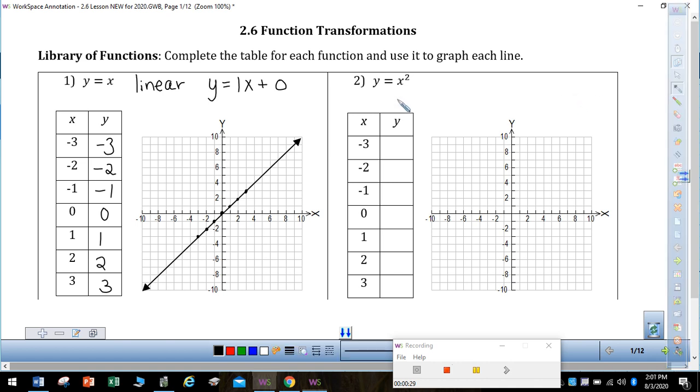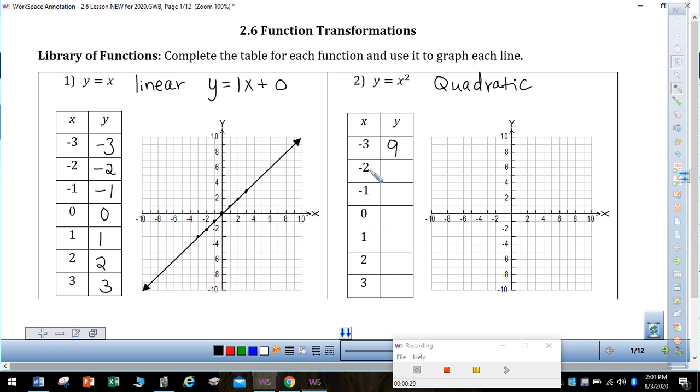So this one is not linear because it involves an x squared. Anything with an x squared is called quadratic. And something special happens here when we have these x values and we start to plug them in. Negative 3, for example: negative 3 squared means negative 3 times negative 3. And we know that a negative times a negative is a positive, so a number squared is always positive.